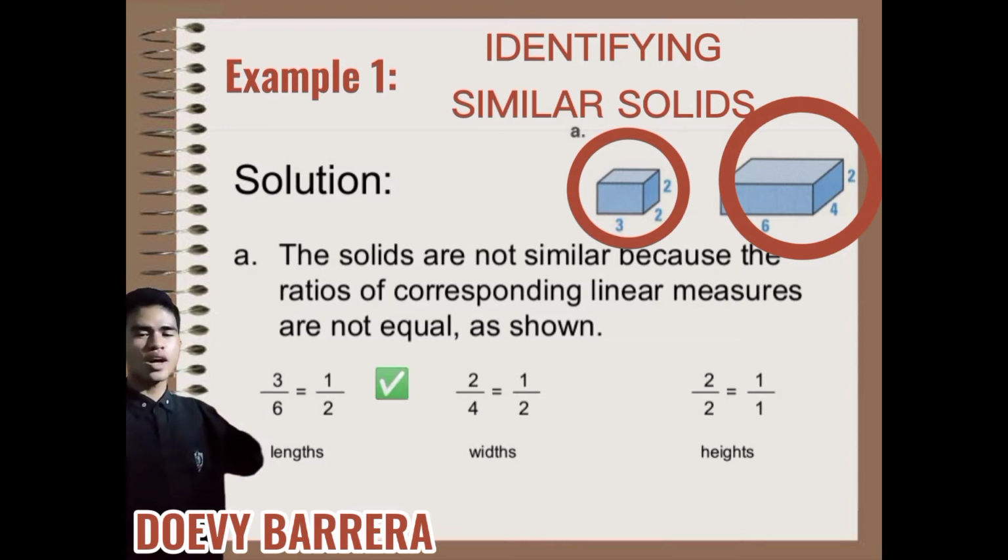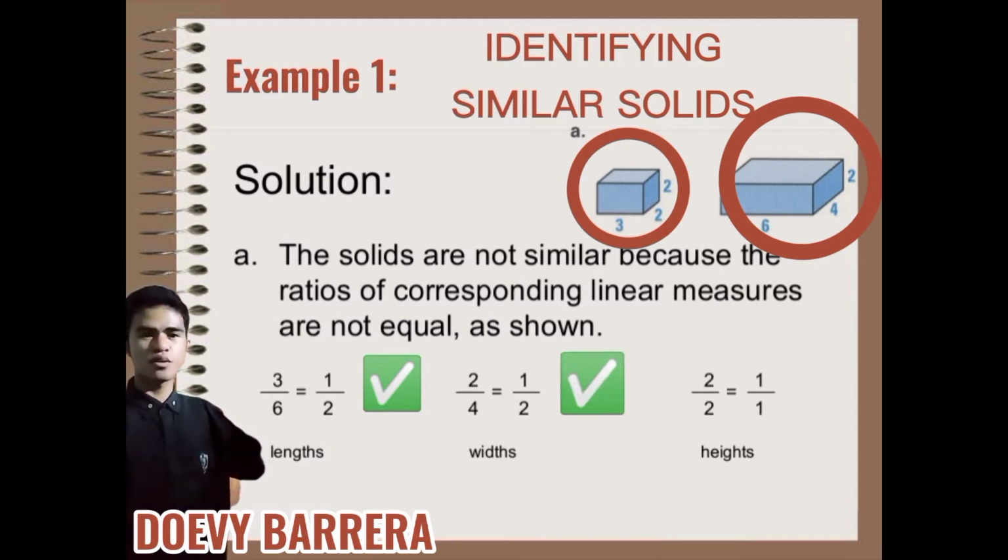3/6 is equal to 1/2, which is the length. 2/4 is equal to 1/2, which is the width. 2/2 is equal to 1/1, which is the height.